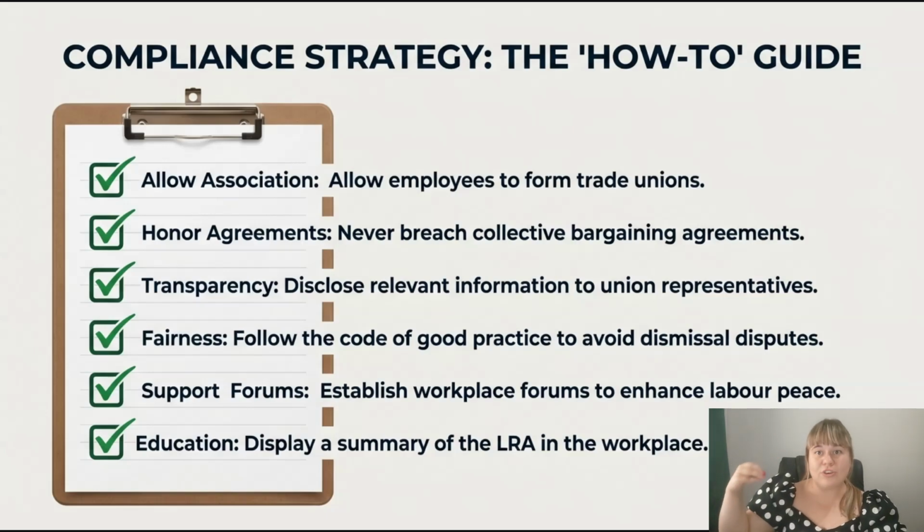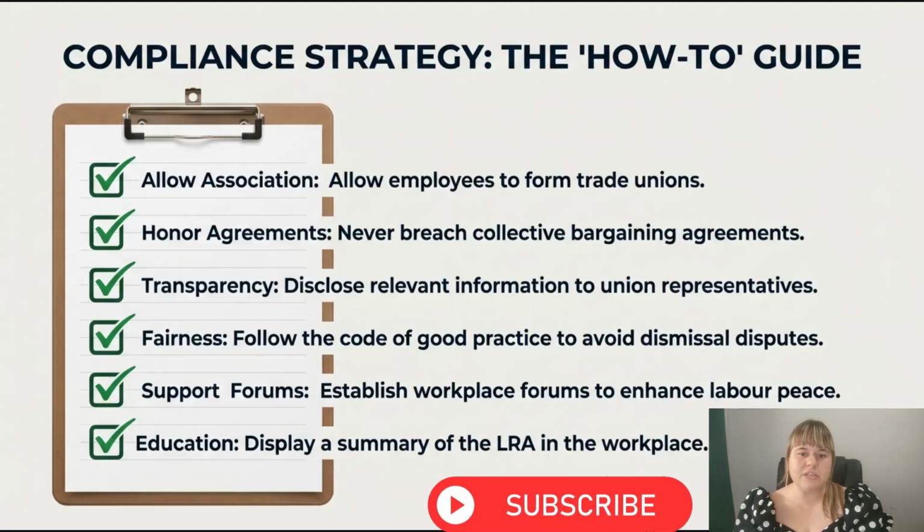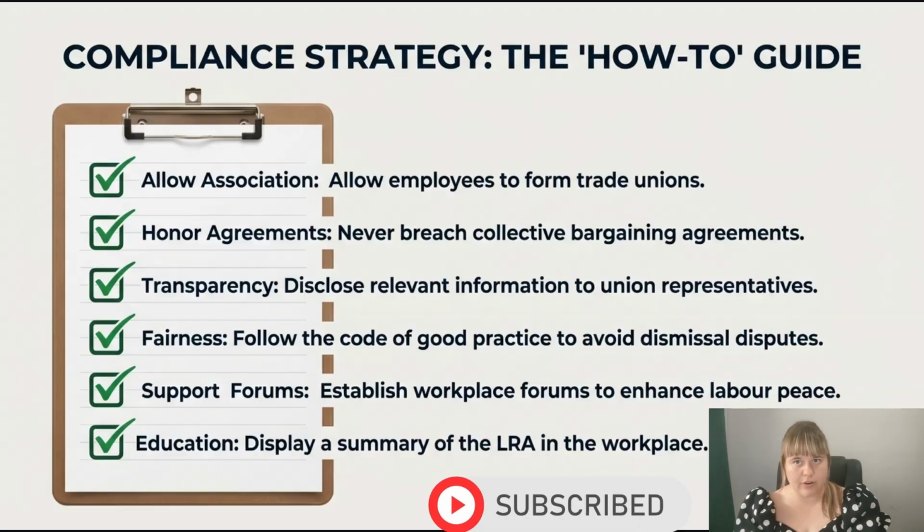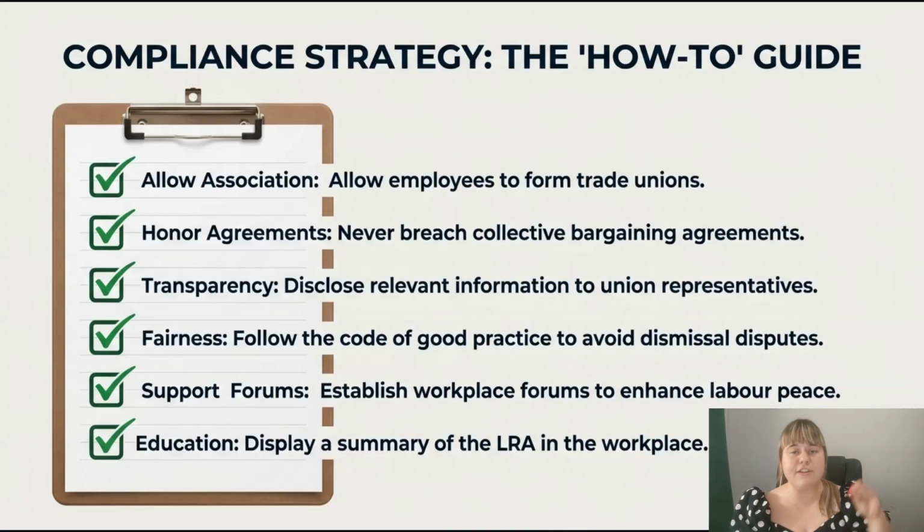So as long as you remember a few key points, and if I were you, I'd make a little mind map of this because everything ties together and it's so much easier to remember it that way. Honor agreements, so never breach a collective bargaining agreement. Transparency, disclose relevant information to the trade unions, even if it is sensitive information. Fairness, follow the code of good practice to avoid the dismissal disputes. So if you're going to want to get rid of and dismiss an employee, make sure you're following the steps that I mentioned earlier. Support forums, establish workplace forums to enhance labor peace.